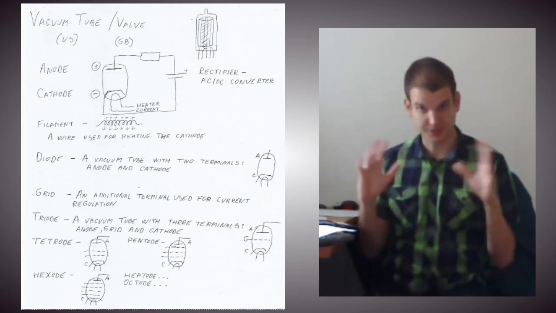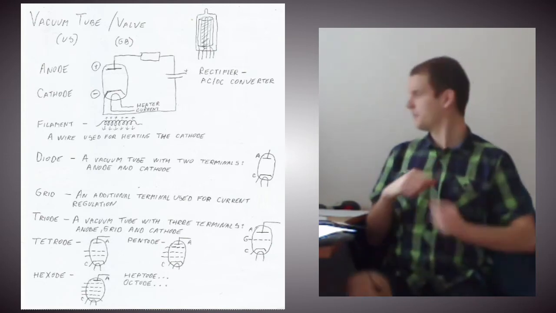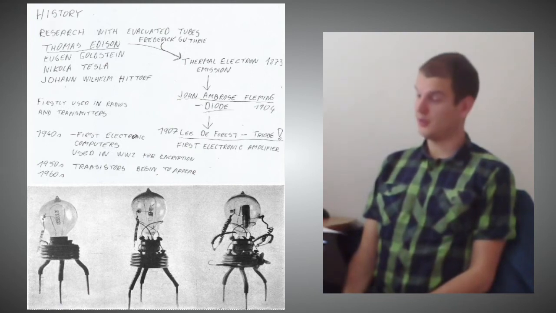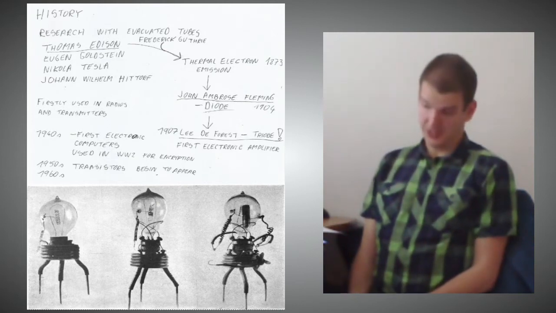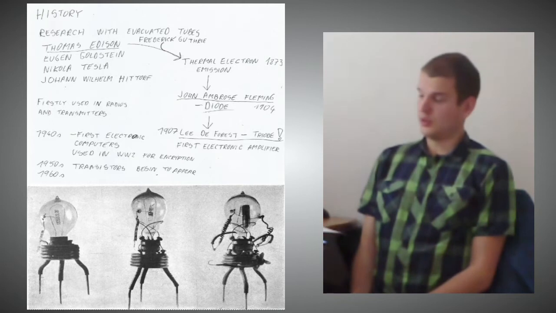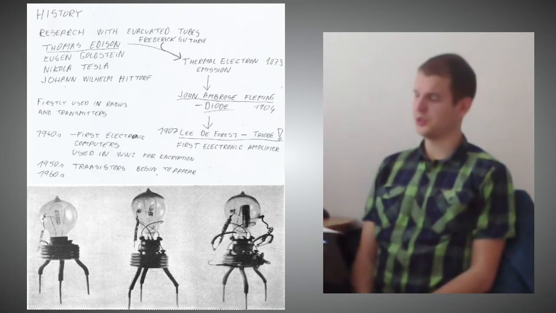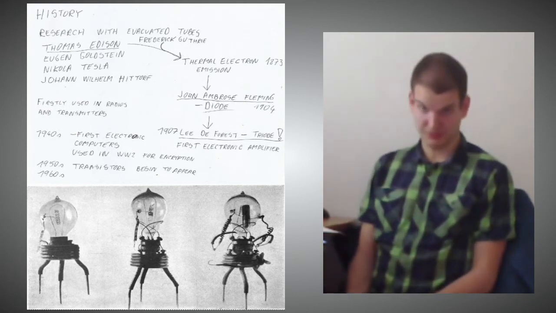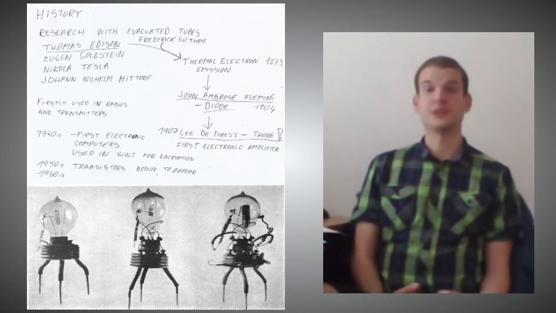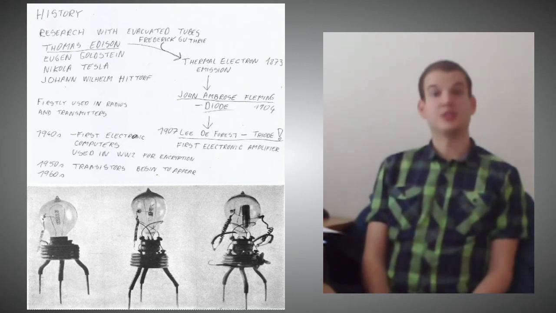These were the basic terms, and now let's take a look at the history. I wrote down some of the famous names of inventors. All of these men did research with evacuated tubes and with light bulb. First of them who came out with the diode was John Ambrose Fleming in 1904, and he was followed by Lee De Forest in 1907 with the triode.